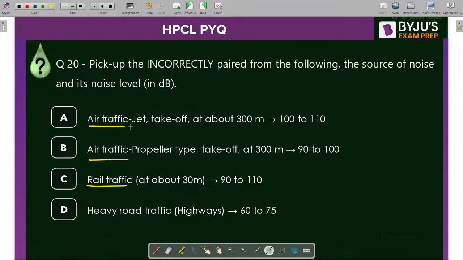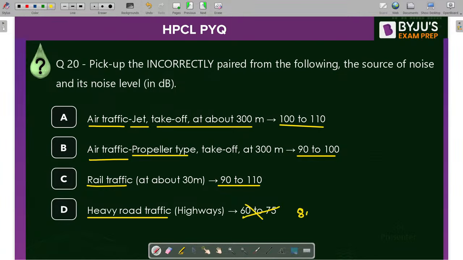For air traffic, jet takeoff at about a 300 meter range. If it is a 300 meter range from where the jet is trying to take off, then in that particular case the noise level allowed is 100 to 110 decibel. For propeller type air traffic, we can allow the noise level up to 90 to 100. For rail traffic, it should be 90 to 110. But for heavy load traffic on a highway, this value is wrong. Actually, this value is 80 to 90 decibel.